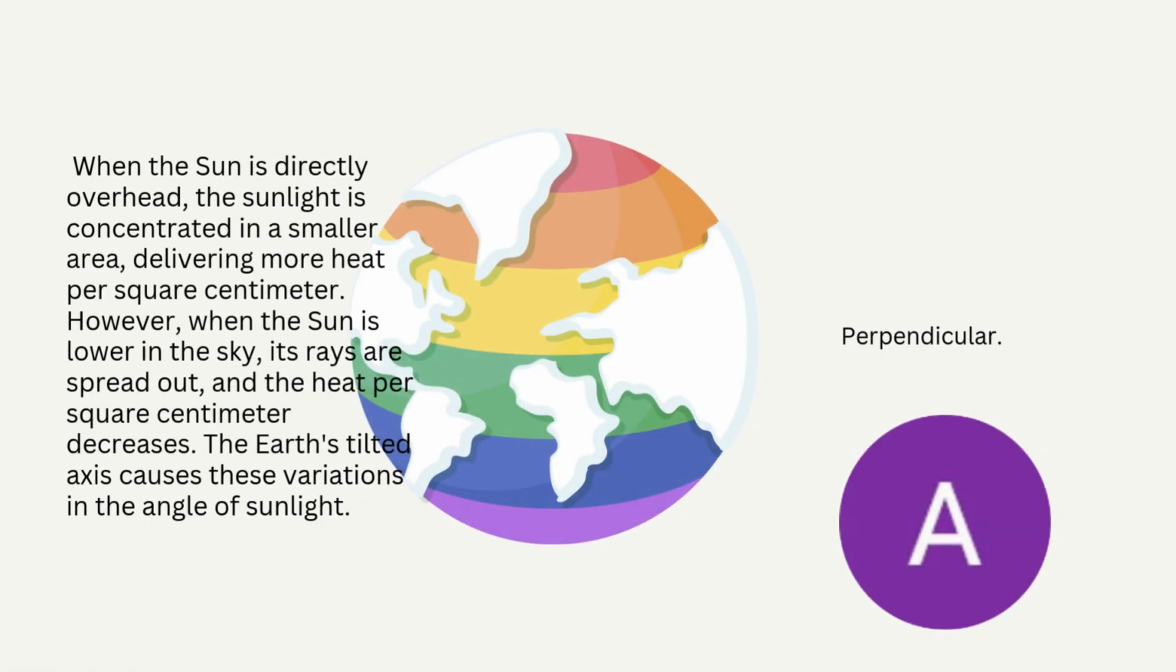When the Sun is directly overhead, the sunlight is concentrated in a smaller area, delivering more heat per square centimeter. However, when the Sun is lower in the sky, its rays are spread out and the heat per square centimeter decreases. The Earth's tilted axis causes this variation in the angle of sunlight.